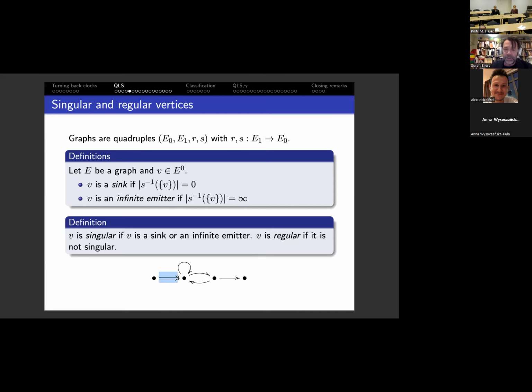This infinite symbol is supposed to signify a countably infinite number of vertices. The vertex you see here to the left is an infinite emitter. It sends infinitely many things out of it. The vertex you see here on the right is a sink. Nothing comes out of it. So these are the singular vertices in my little graph. And the two in the middle are regular. They emit something, but only finitely many edges. This is somehow essential.